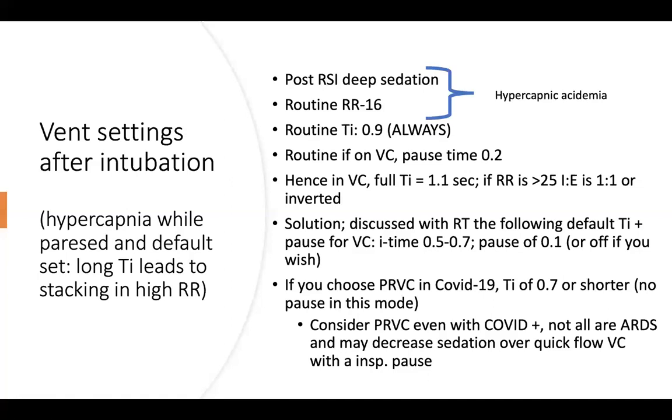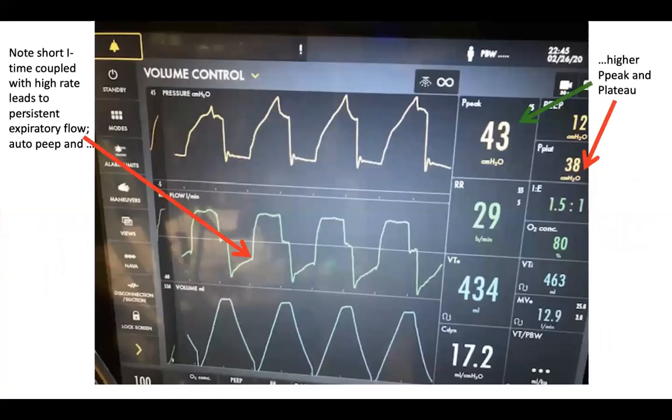PRVC, as we'll get into in a little bit, is a mode that I'm using more frequently than in profound hypoxemic respiratory failure in the pre-COVID era. One of the reasons we're using it is that its more comfortable pattern of inspiratory breath delivery may lead to lower agitation and therefore lower sedation requirements than that quick, constant volume control flow. And I'll show you some images of these flow patterns.